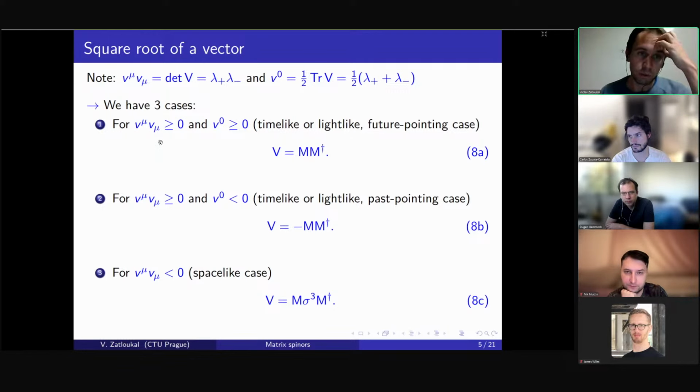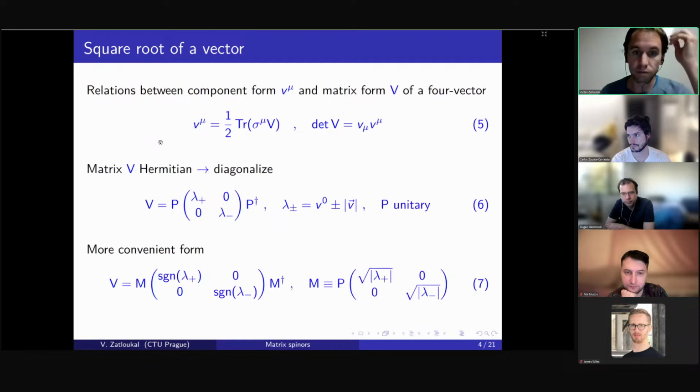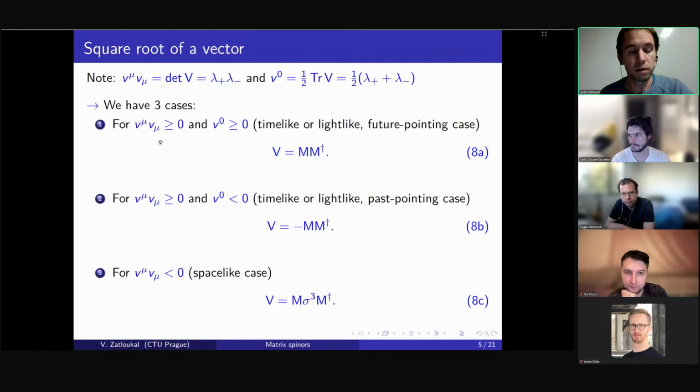So V mu is greater than 0, and in that case we just have P equals M times M dagger when the signs of the eigenvalues are both positive. Then we can have both negative eigenvalues, and we get this second case. So it's like time-like or light-like, but now the 0 component is negative, so it's a past pointing 4-vector. The first case was a future pointing 4-vector.